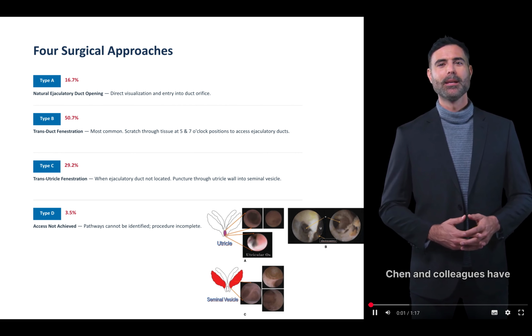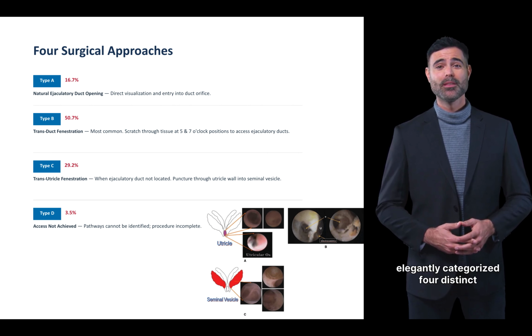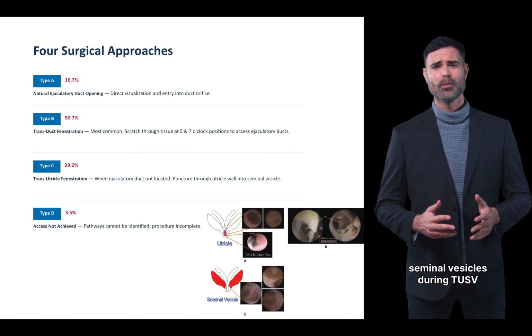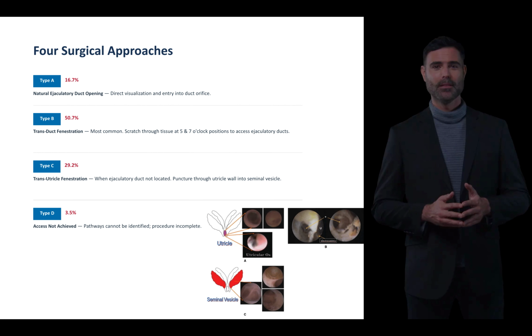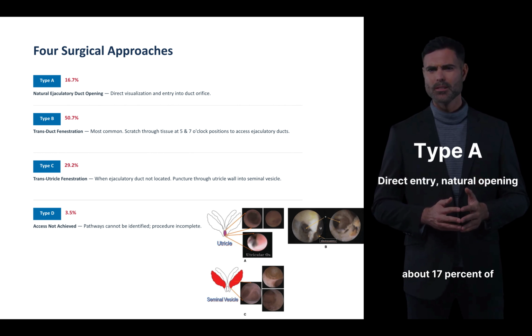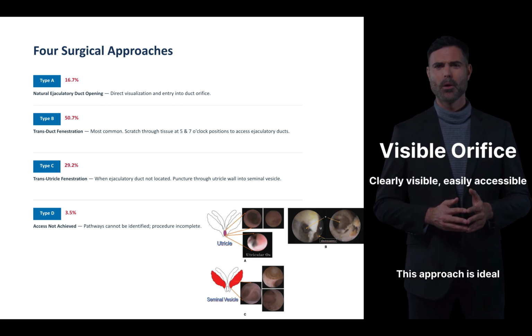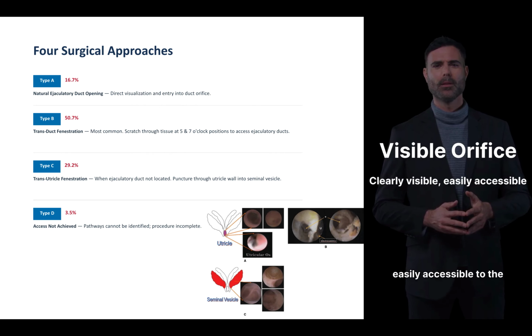Dr. Chen and colleagues have elegantly categorized 4 distinct surgical approaches based on how we access the seminal vesicles during TUSV procedures. Type A, seen in about 17% of cases, involves direct visualization and entry into the natural ejaculatory duct opening. This approach is ideal when the duct orifice is clearly visible and easily accessible to the surgeon.